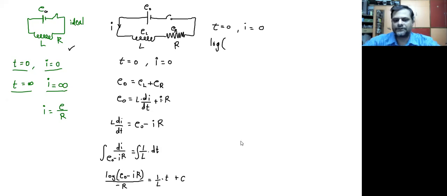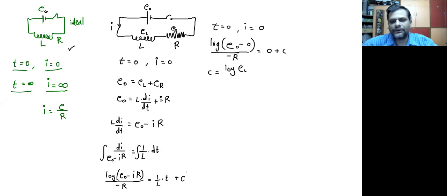Okay, so the constant of integration here can be found by using the initial condition, that is when t equals 0, I is equal to 0. Using this condition, we get log of E naught minus 0, divided by minus R, equal to 0 plus C, so C is equal to log of E naught upon R, but with a minus sign.